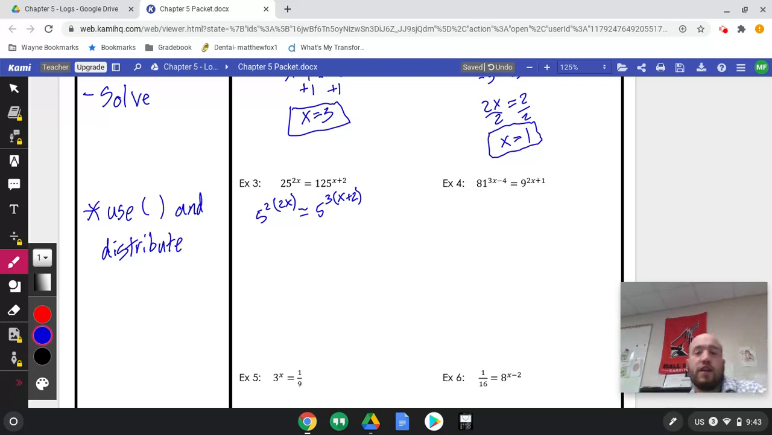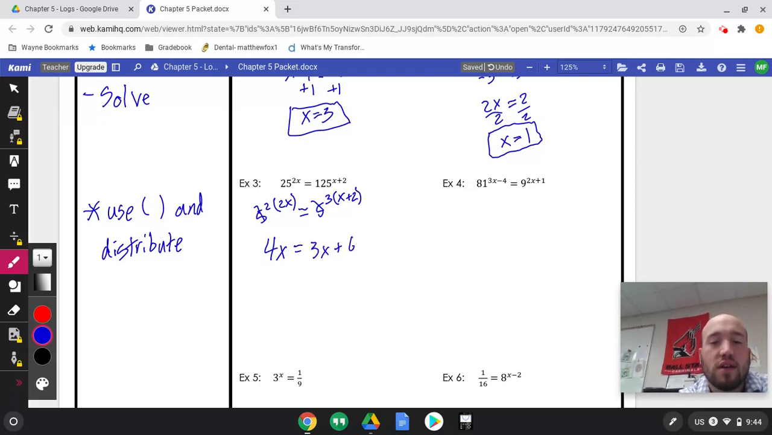All right, at this point now we have the same base. We have a 5 for both of them, which means that can cancel out. Now we can distribute. 2 times 2x gives us 4x. But then we distribute that 3 in and we get 3x plus 6. And from here, all we got to do is subtract the 3x from both sides. We're left with x equals 6, and we are done.